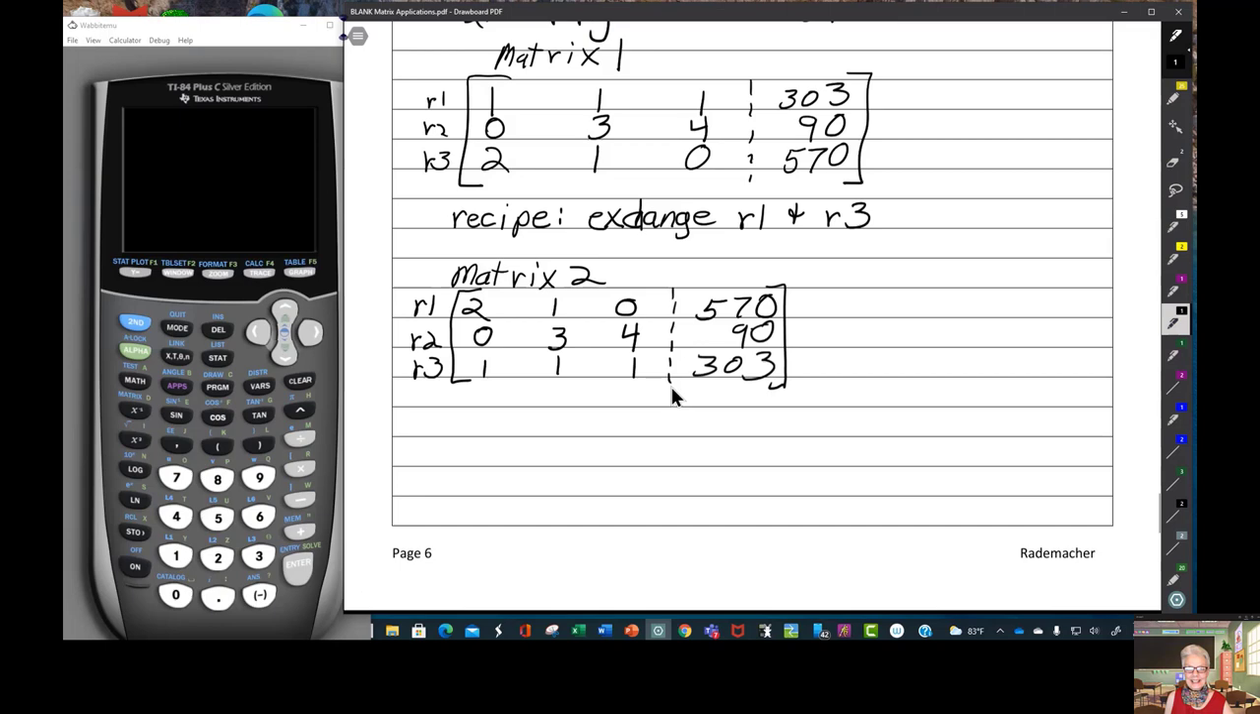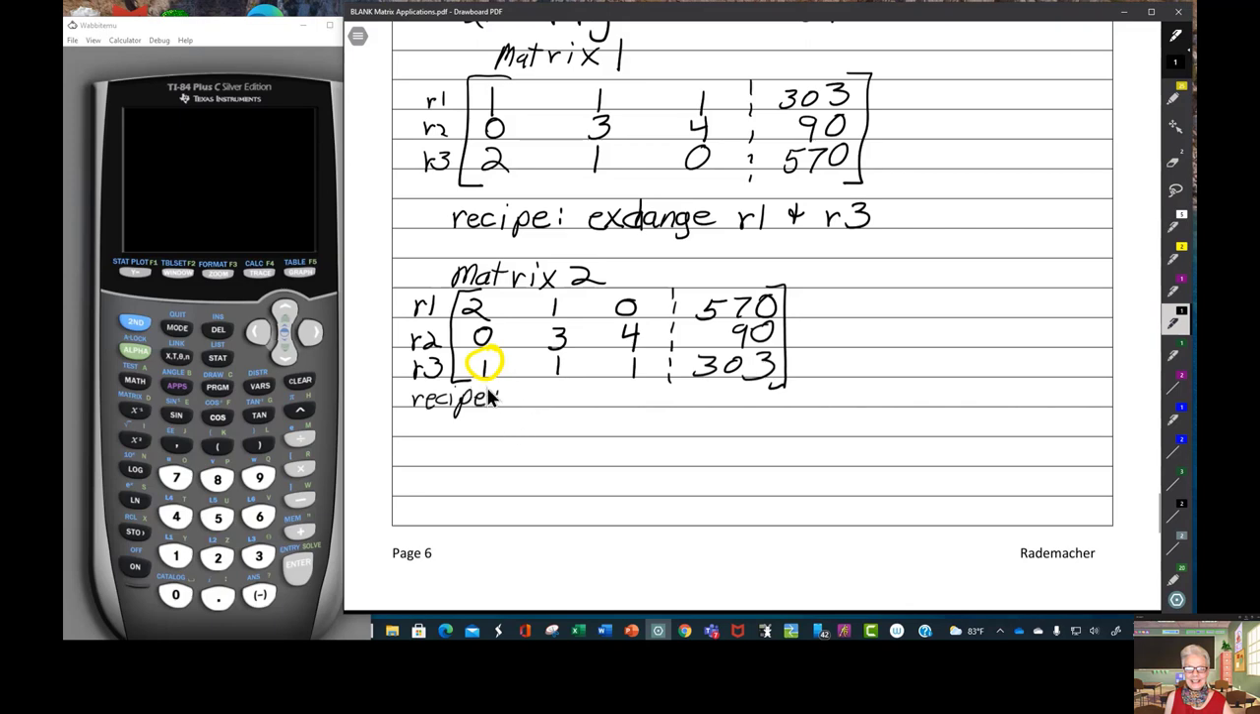Okay, here we are. Now, my job, notice we've already got a zero there. So my job now will be to put a zero there. And then put a zero there. So here's my recipe.